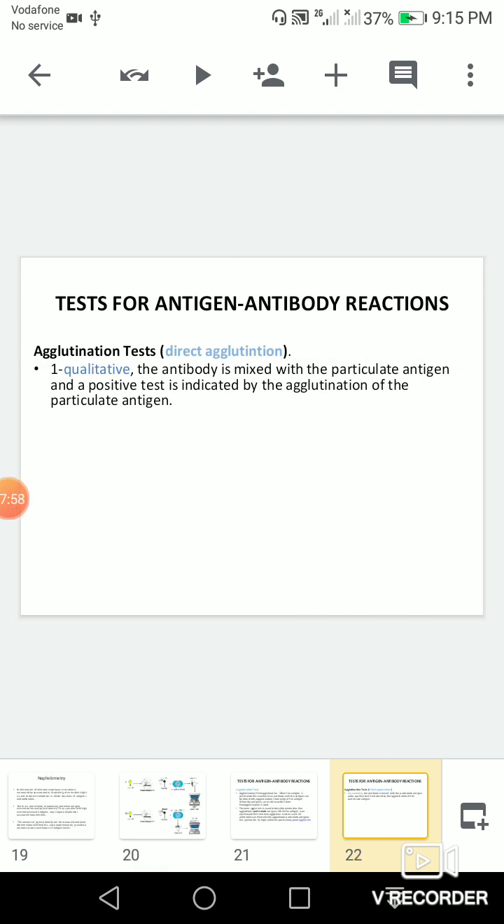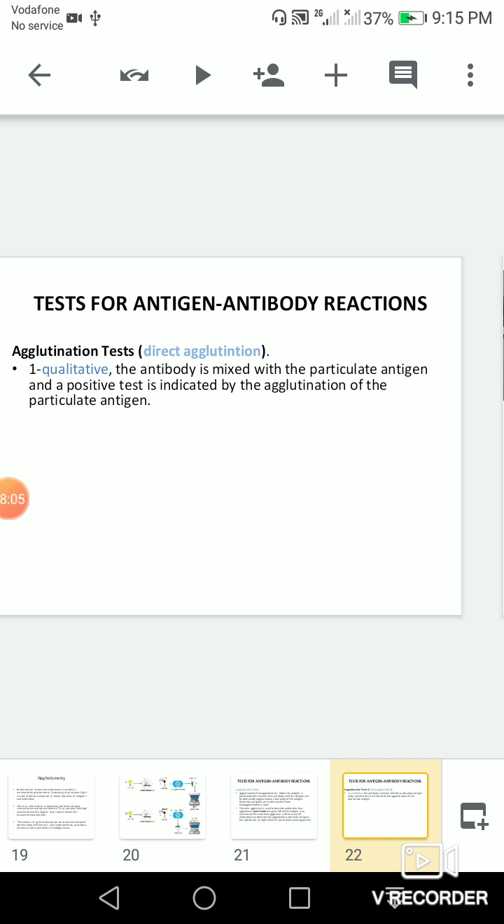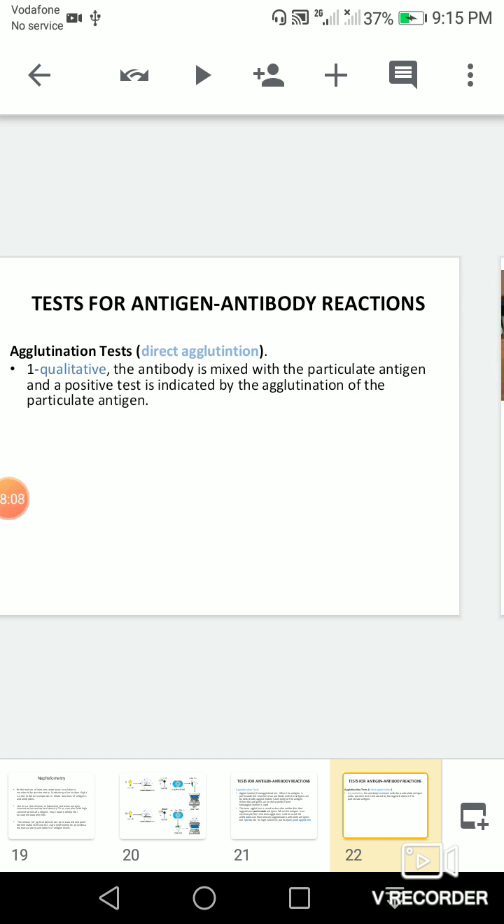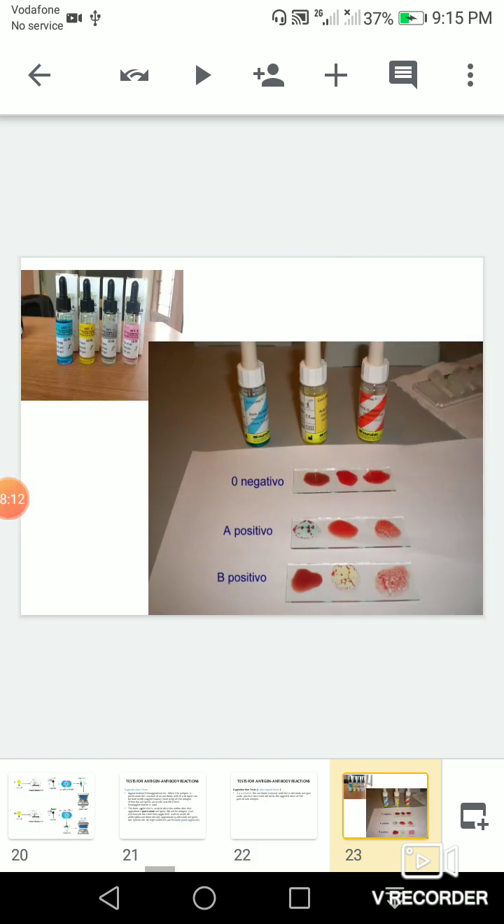The agglutination test, for example, is a qualitative test. The antibody is mixed with particulate antigens, and a positive test is indicated by the agglutination of the particulate antigen. The most common example here is blood grouping, in which we use three antibodies, anti-A, anti-B and anti-RH. For example, in the first slide, we cannot see any form of agglutination. The whole drop of blood is present, so there are no antibodies against A and B, and none against D, so this is O negative.